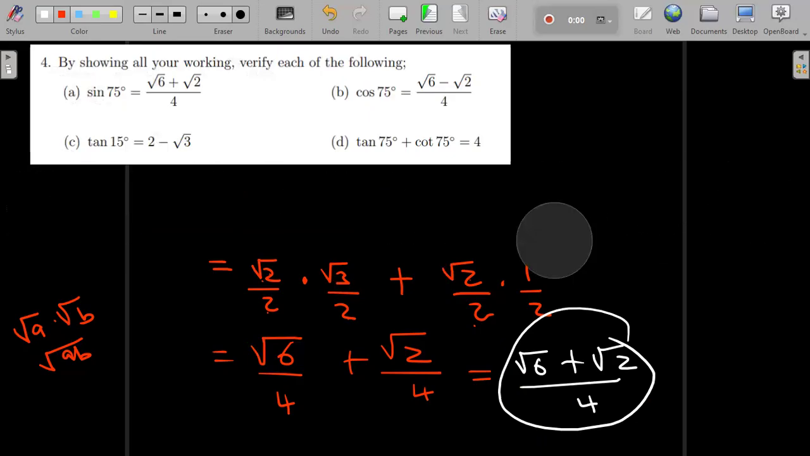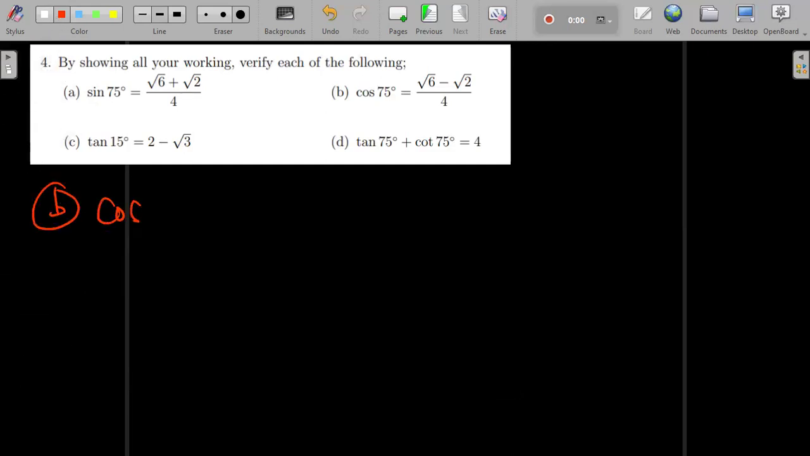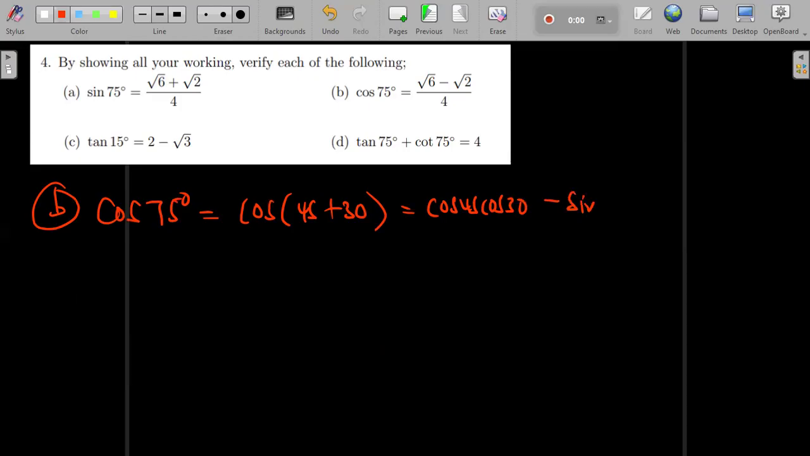All right, so let's solve B now. So let's prove the B. So B, we have cos 75 degrees. So this we are going to say is the same as cos of 45 plus 30. So this here is going to be equal to what? It's going to be equal to cos 45 cos 30, and then minus sine 45 sine 30. Okay, so what do I get from there?